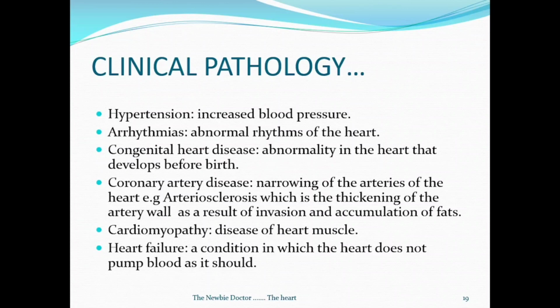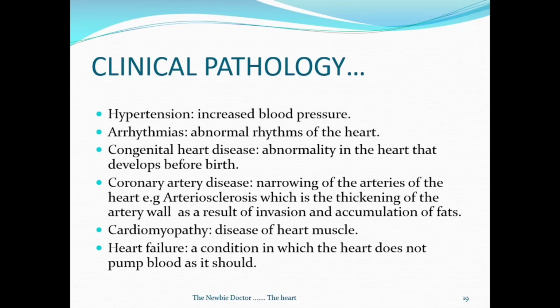And then we have arrhythmias, which is abnormal rhythms of the heart. There are congenital heart diseases, which is abnormality in the heart that develops before birth. These congenital heart diseases develop during pregnancy due to different factors. And also there is the coronary artery diseases, which is narrowing of arteries of the heart due to atherosclerosis, for example. And atherosclerosis is the thickening of the artery wall as a result of infection and accumulation of fats.